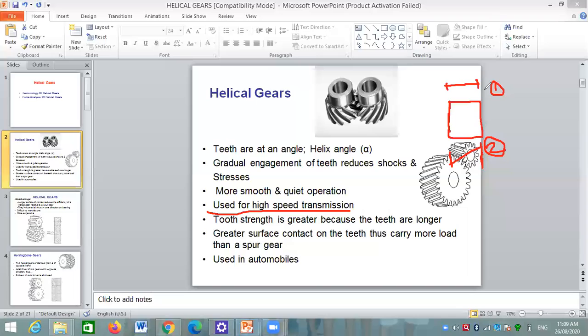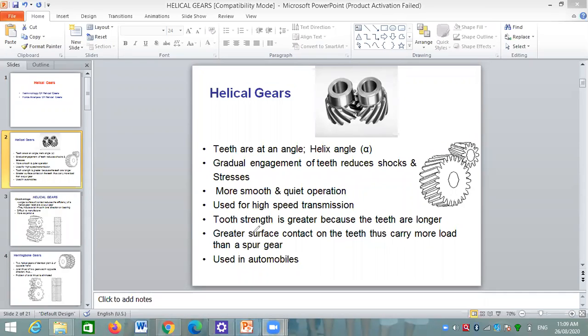This means if we consider a helical gear and a spur gear of the same width, then the length of the teeth of the gear is more in a helical gear. Due to inclination, the length of the teeth is more in helical gear. That's why the tooth strength is greater. As the length of the teeth of the gear increases, it becomes stronger. That's why the strength of helical gear is more than that of the spur gear.